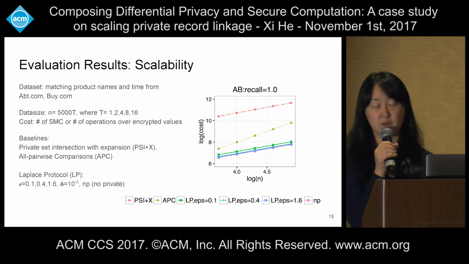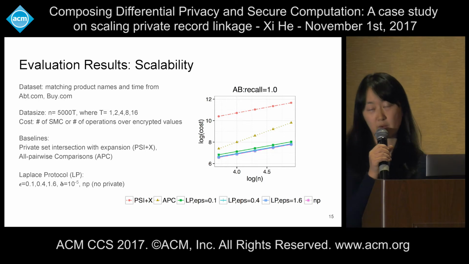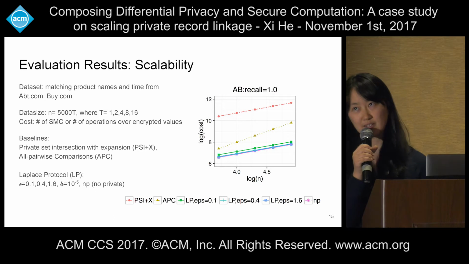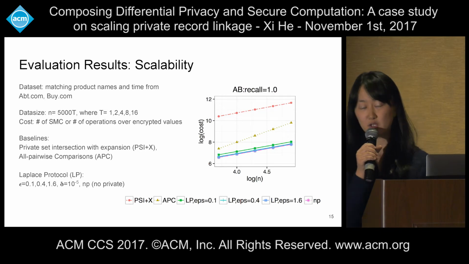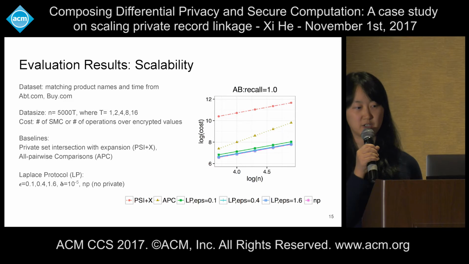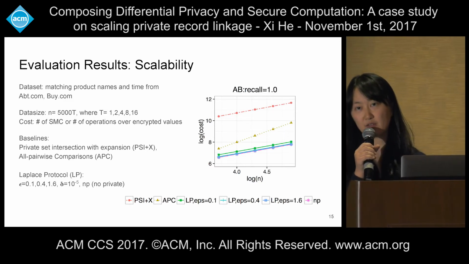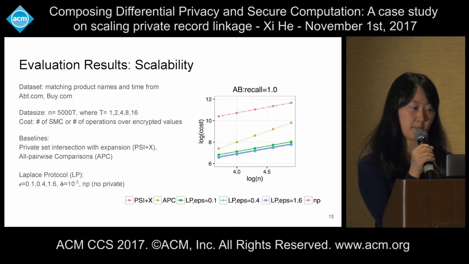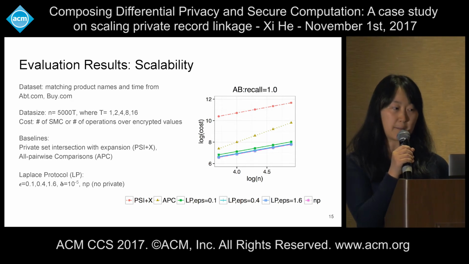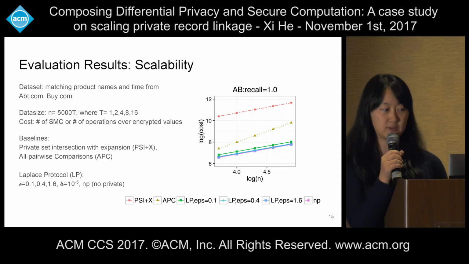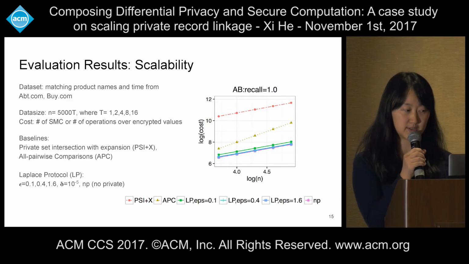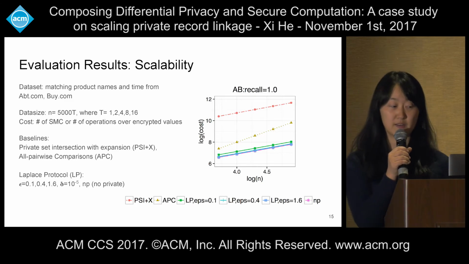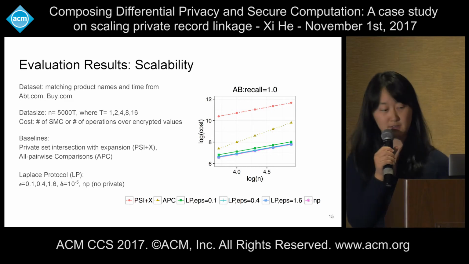One is private set intersection with expansion. So this approach will expand one of the data sets such that all the matching records of one of the records in DA should be included. So using this expansion method, we can obtain high recall, even though the matching function is not equality-based. And the second baseline is all pairs comparisons. And for the Laplace protocol, we evaluate different epsilon values, 0.1 to 1.6. And this NP approach corresponds to the approach where we don't add any dummy records.